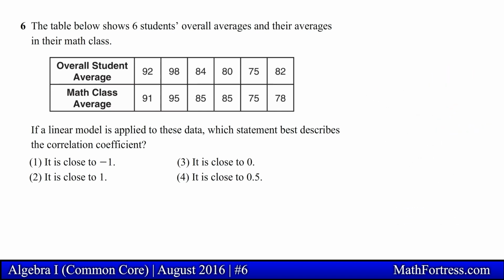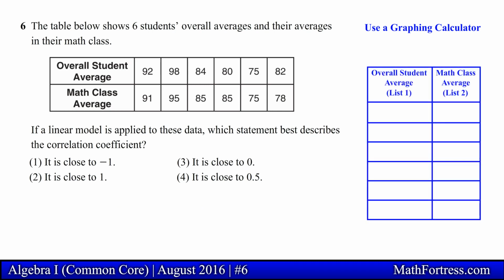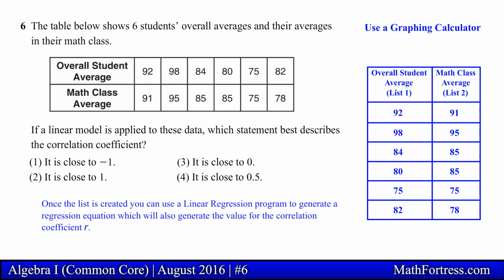A second way to approach the problem is by using a graphing calculator. Graphing calculators usually have statistic programs that can calculate the value for the correlation coefficient. Usually, this is done by first creating a chart or list that contains the values for one variable, in this case, the overall student average, and a second list that contains the values for the second variable, in this case, the math class average. Once the list is created, you can use a linear regression program to generate a regression equation, which will also generate the value for the correlation coefficient R.